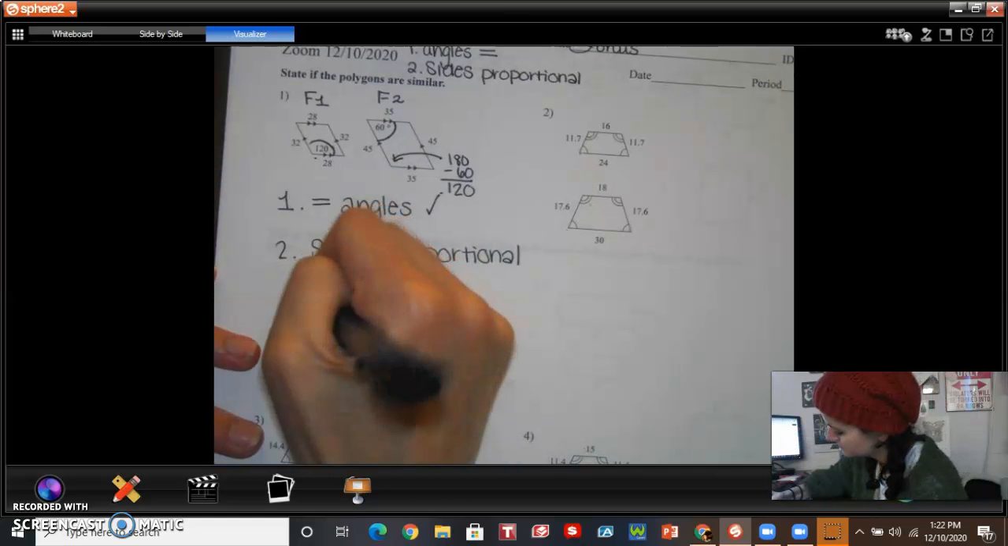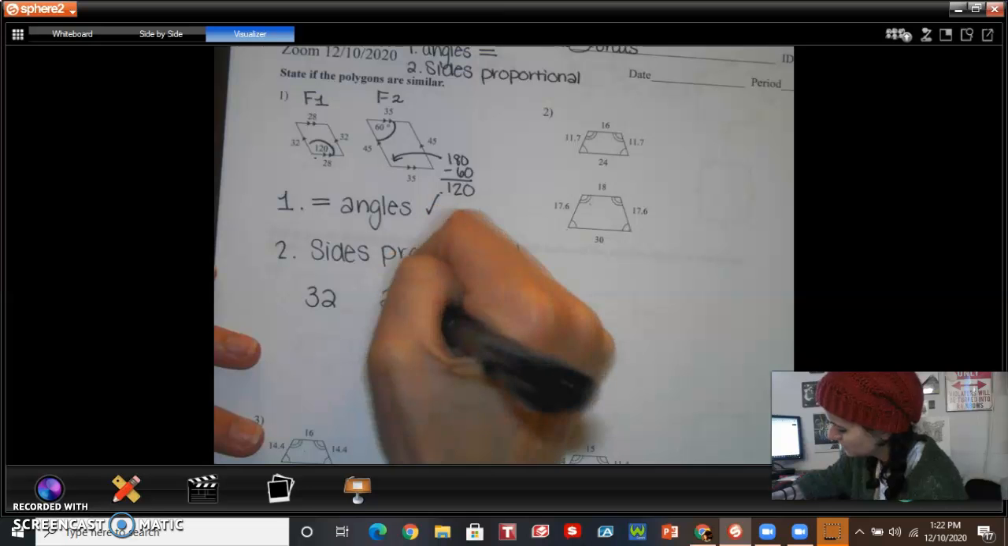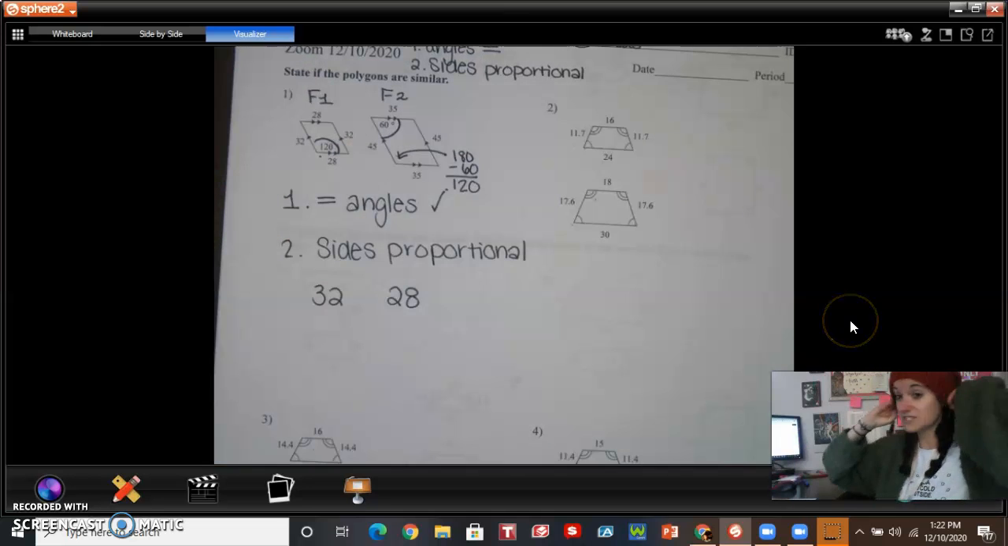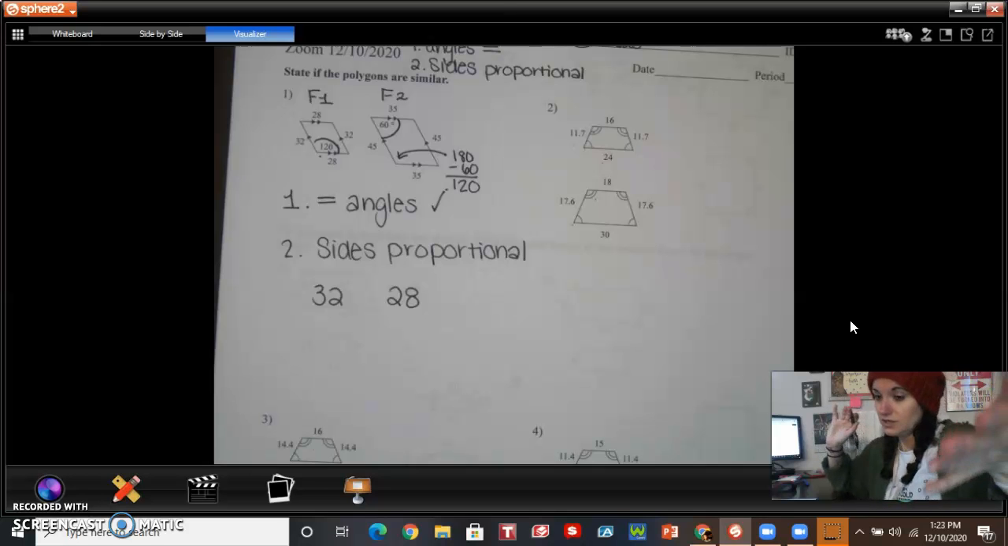Sorry if this is super choppy. Sometimes whenever I have my computer doing something with the Zoom video and I'm trying to record at the same time, it messes up. So I do apologize if this is choppy.